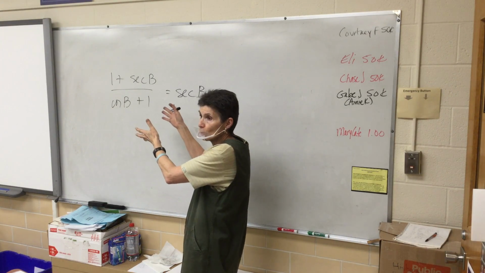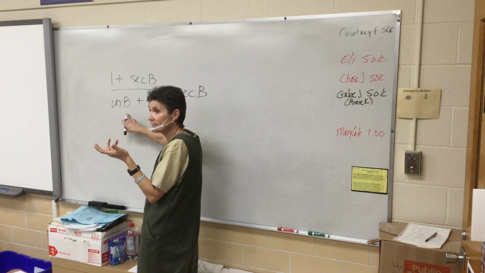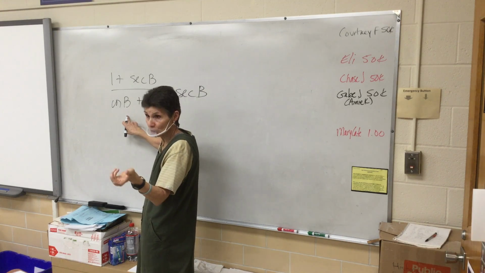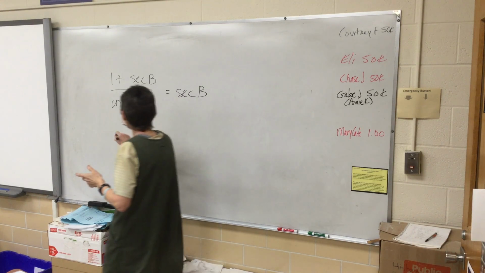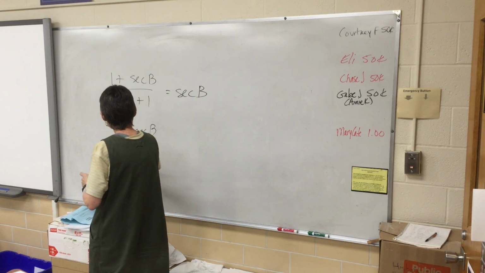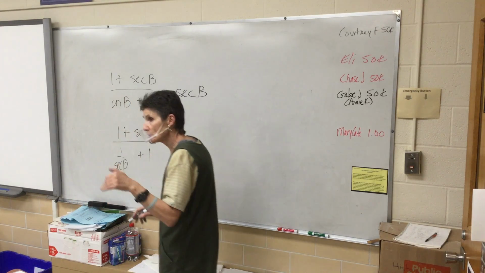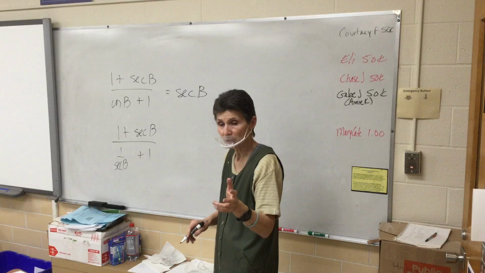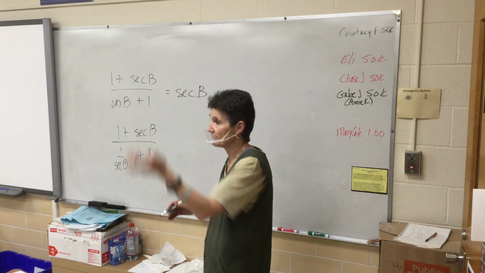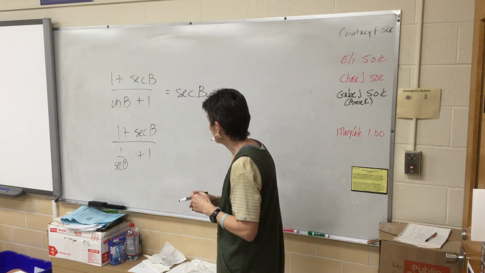Everything in the whole problem is a secant, except for that. And he is easily changeable to a secant. So what if we did that? What if we changed that cosine into 1 over secant? Remember, cosine and secant are reciprocals. So anytime you see a cosine, you can think of it as 1 over secant. Anytime you see a secant, you can think of it as 1 over cosine.